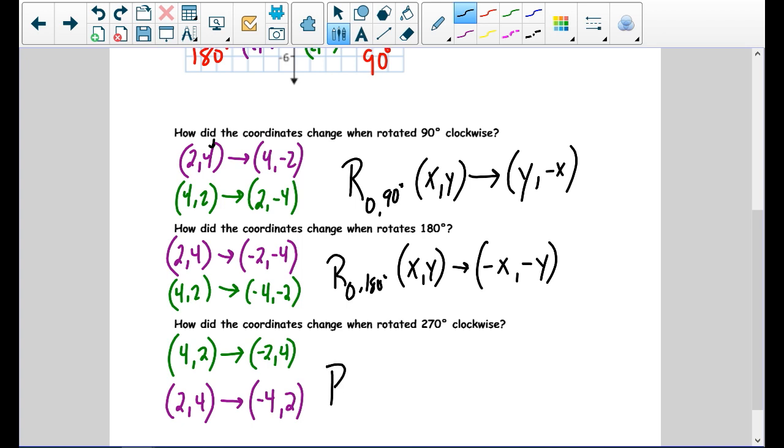So rotation around the origin, 270 degrees. Again, original points are x, y. It maps to now, so 4, 2 changed to -2, +4. So again, that y value moved to the front and became opposite, so opposite y. X value stayed the same and moved to the back, so opposite y and x. So there's my mapping.